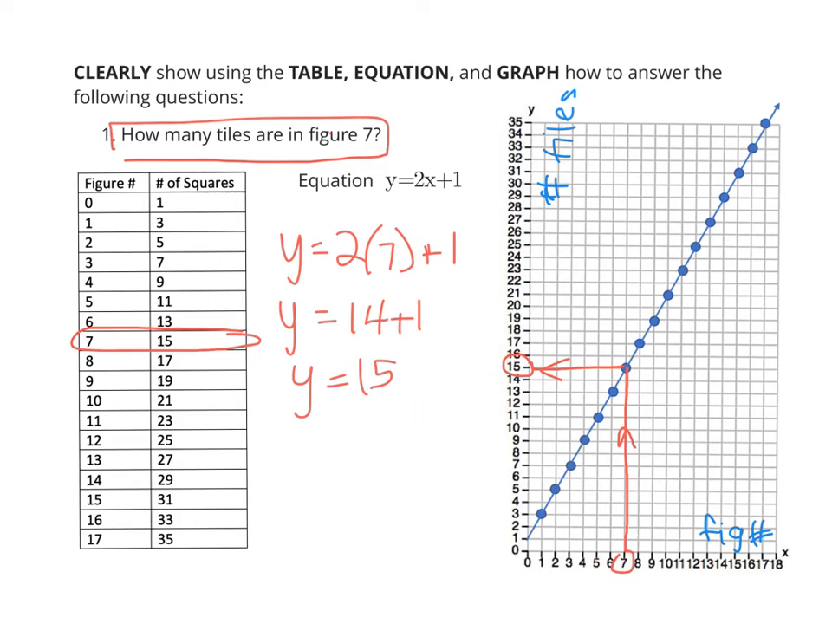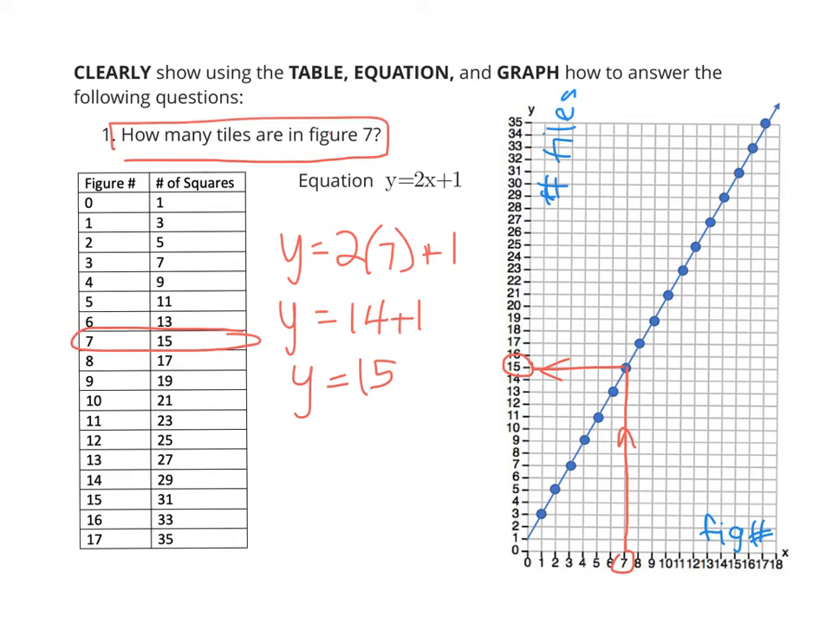And if I were to continue the pattern of graphing my situation or my story with those tiles, what I would see is in figure number 7, I should have 15 total tiles. I'd have 7 on the bottom, 7 on the top, and then that one square in the middle.